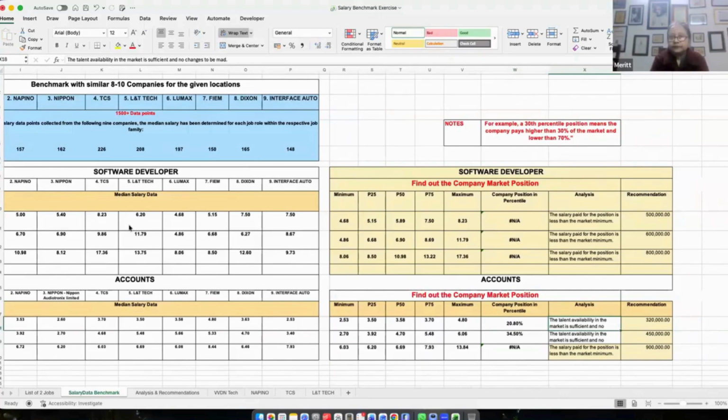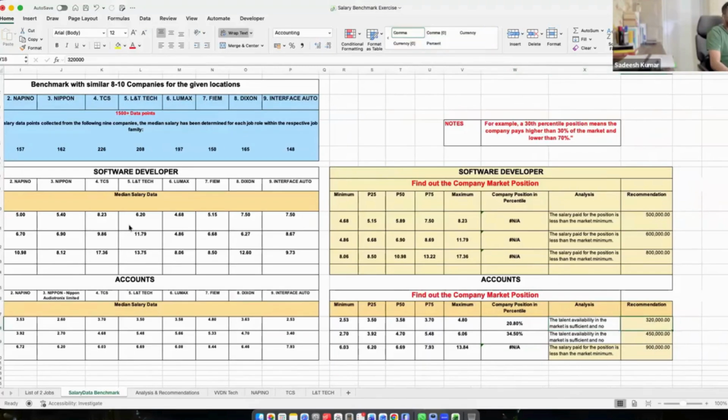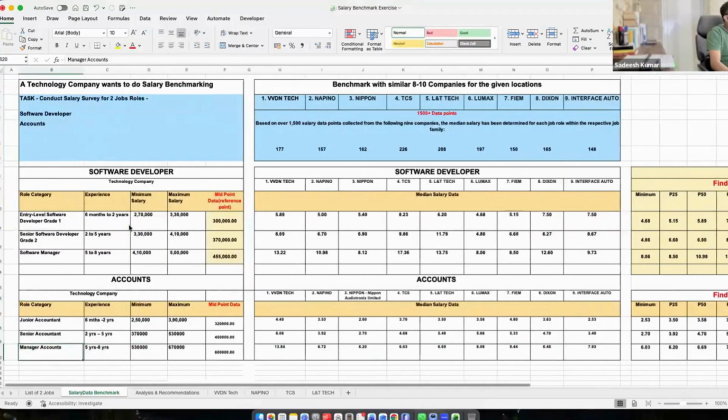Our analysis was that the talent availability in the market is sufficient and no changes need to be made, so we recommended keeping it at 320,000 itself. On the second position, the company's percentile rank was 34.5. Talent availability in the market is sufficient and no changes are needed, because the company is actually paying above the current salary median. The third position was paid less than the market minimum, so we've recommended a correction to 900,000. That was for the manager accounts.